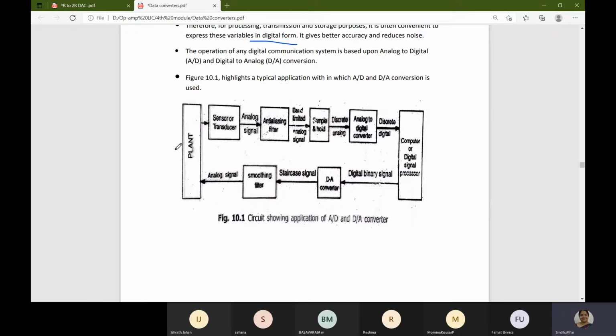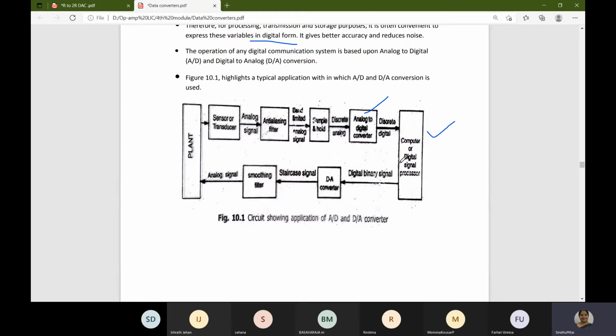Imagine that this is an industrial plant, and we have a sensor or transducer. The sensor or transducer will convert one form of energy to another; any physical quantity like temperature or pressure will be converted to voltage or current. That analog signal will be passed through filters, and then sample and hold is done. This sample and hold allows us to convert the analog signal to digital. When it gets converted to digital, the digital signal is applied to the computer. So here we are using an ADC.